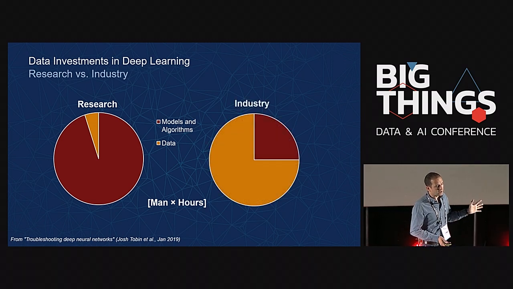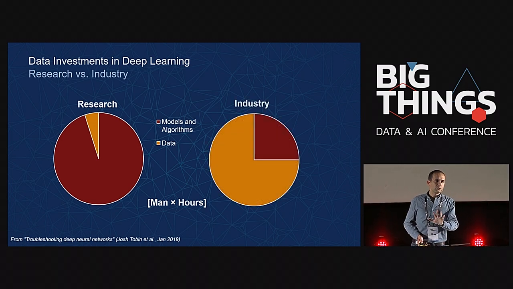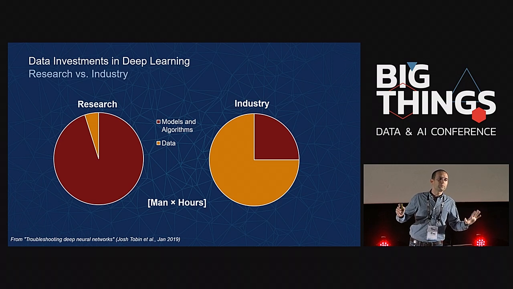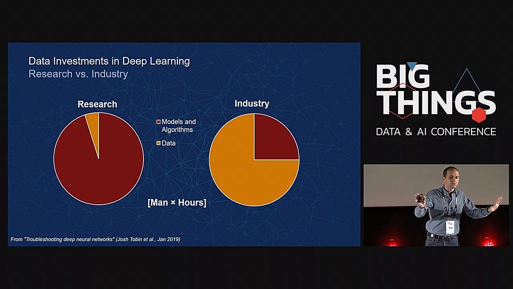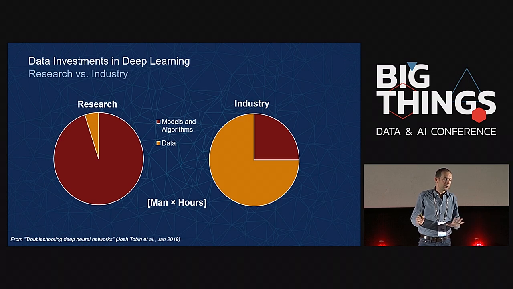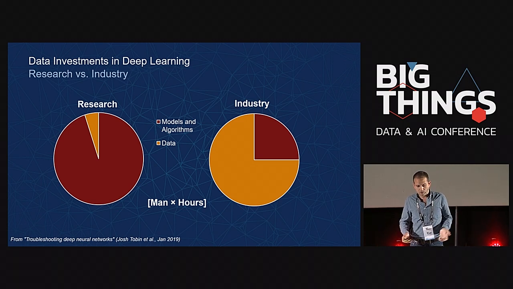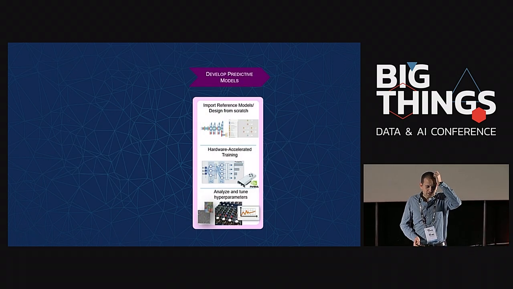But if you go to the industry, and I'm not just referring to audio and speech here, but in general, people developing products sold as powered by AI with deep learning inside, you'll find out that a lot of investment there is driven by data. And that's the requirement for shipping something that works, okay? So what does that mean?